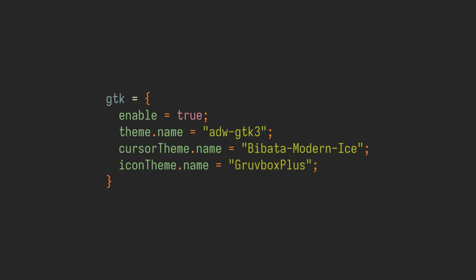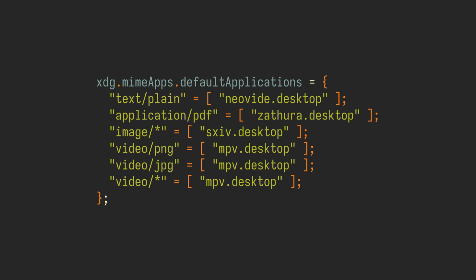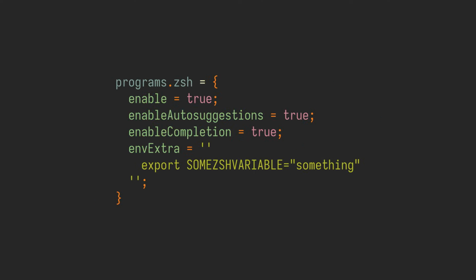GTK, so your desktop looks fantastic and you don't have to install theme changers. MIME types, so your video and image files don't open in Wine. And also your entire shell can be managed in a home.nix file. You can use ZSH, Bash, Fish, Nushell, you name it. And also there is a ton of other options that will make your system configuration effortless and easily tweakable. Some of them, of course, are shared between NixOS and Home Manager.